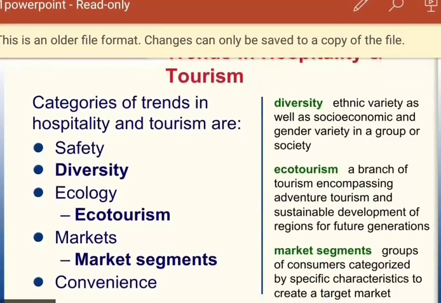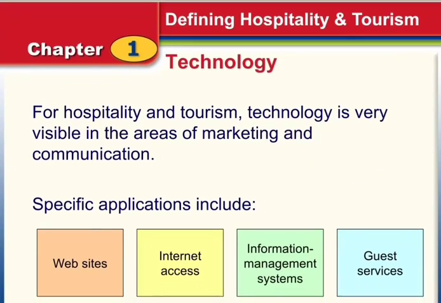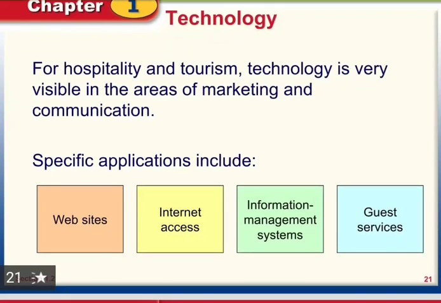If we talk about the categories of hospitality and tourism, they are safety, diversity, ecology, ecotourism, and market segments. So they are segregated into different parts. For hospitality, technology is the most important part, visible in the areas of marketing and communication. To sell your product, technology plays a vital role in the hospitality and tourism sector.